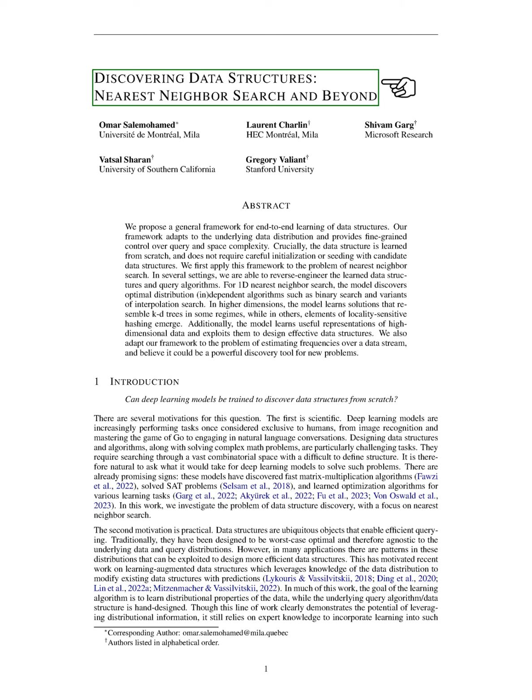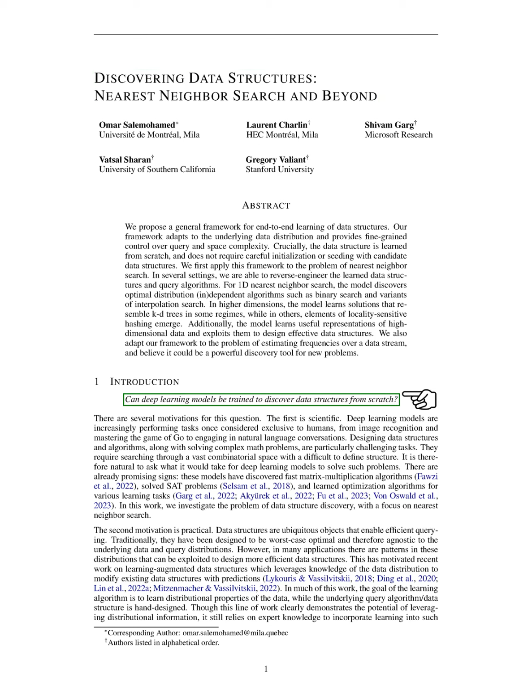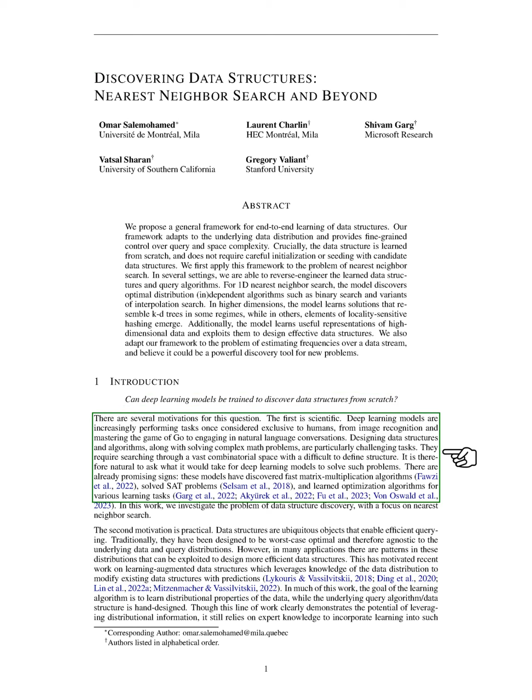Section: Introduction. In this section, we explore whether deep learning models can be trained to identify data structures from the ground up. Our inquiry is driven by two main motivations. First, from a scientific perspective, deep learning models are increasingly capable of performing tasks that were once thought to be exclusive to humans, such as image recognition and natural language processing. Designing data structures and algorithms is particularly complex, as it involves navigating a vast and intricate space. We are curious about what it would take for these models to tackle such challenges.